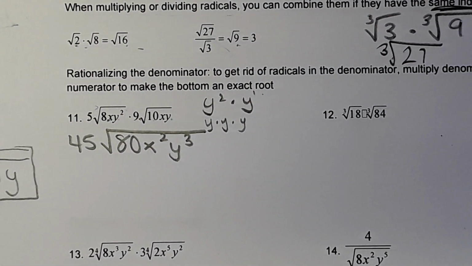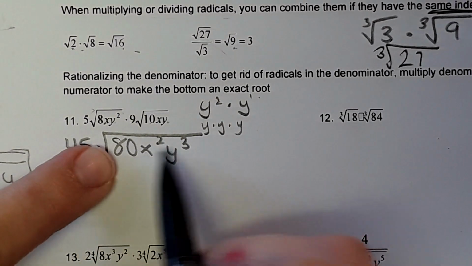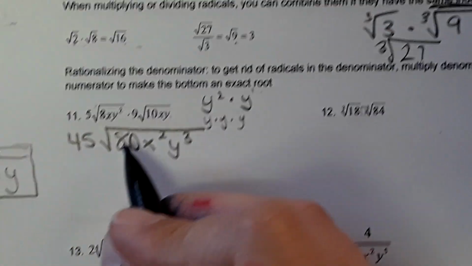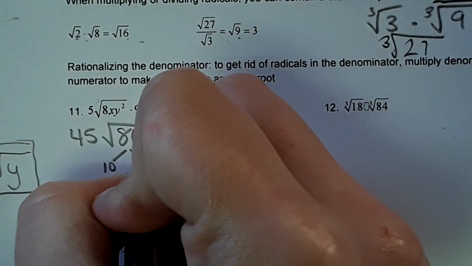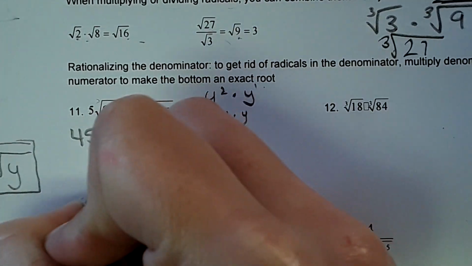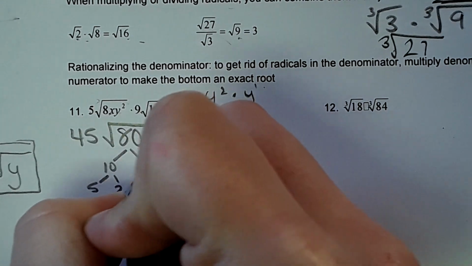Okay, so now we have it set up like this. We have to see what we can get out of this radical here. So we're going to break this up into factors, 10 and 8, which were the originals, and 5 and 2.